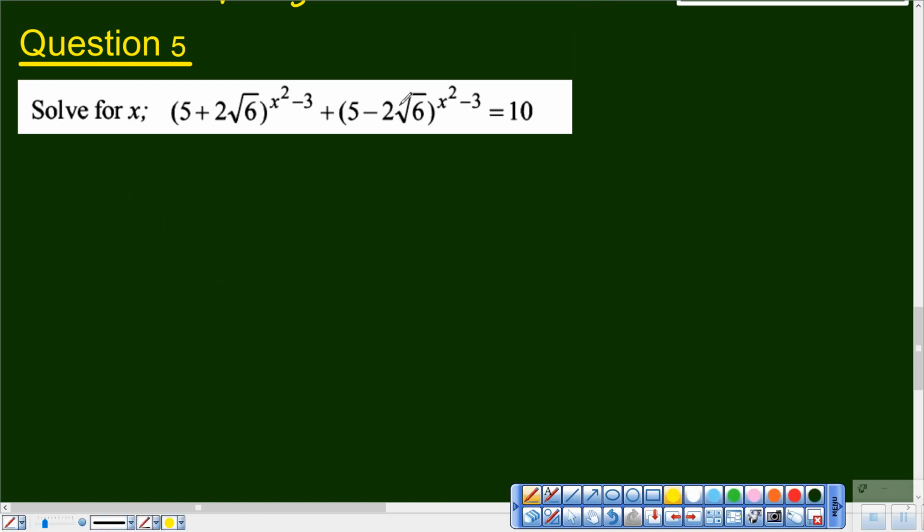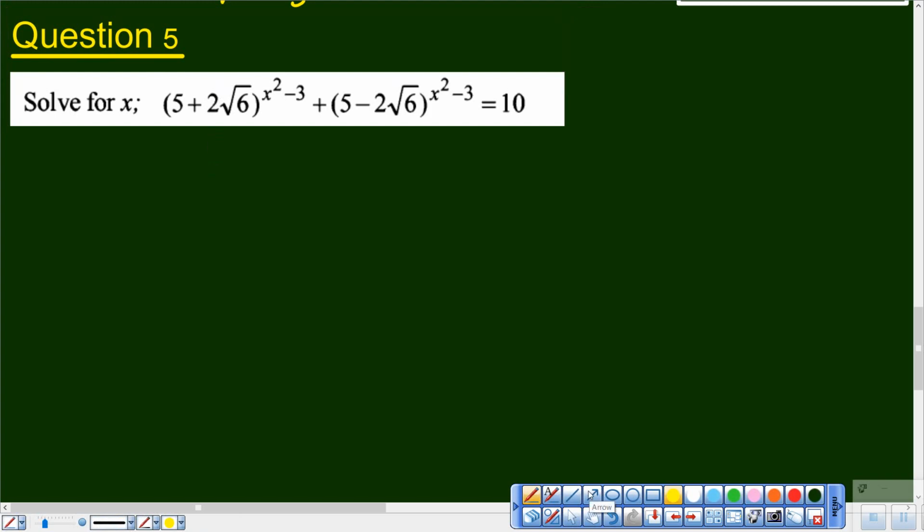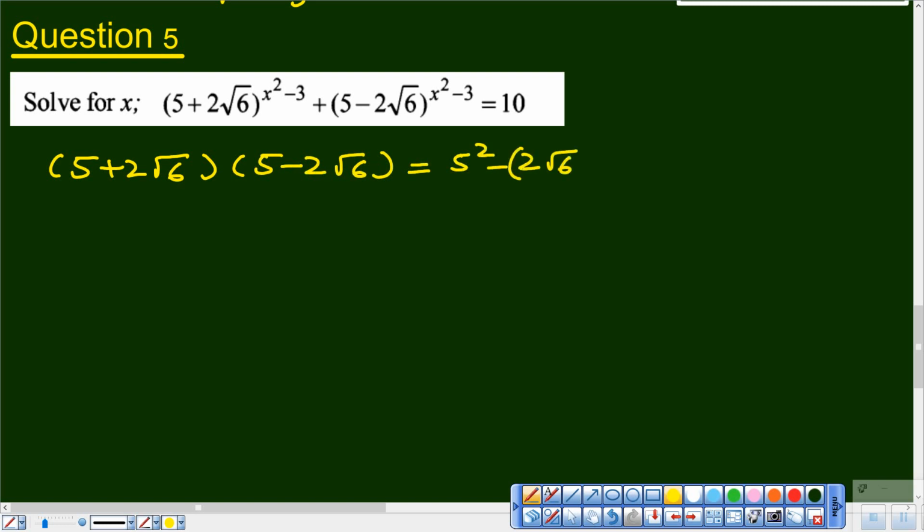You can see a beautiful thing over here: if I multiply the two expressions which are in the brackets, 5 plus 2 root 6 and 5 minus 2 root 6, they make the pair a plus b, a minus b. That's why it will be equal to 5 square minus 2 root 6 square, which would be 25 minus 24, which is equal to 1.